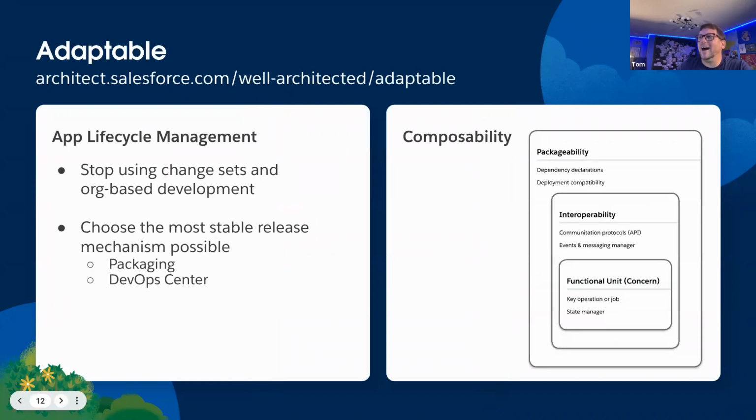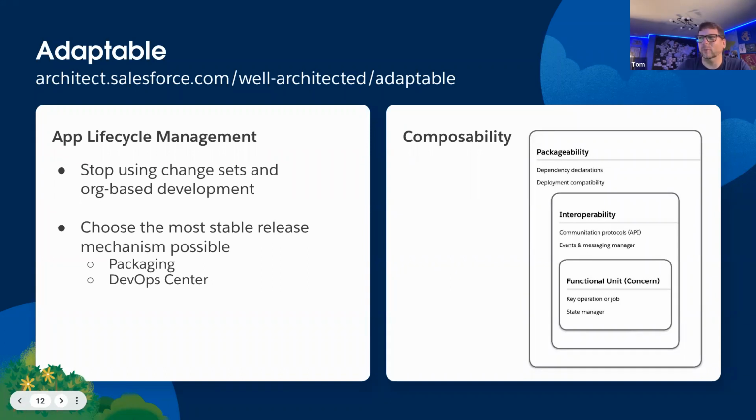So, and then adaptable. So app life cycle management, the first bullet point there is another one: just stop using change sets and org-based development. We have some tools now that are available. DevOps Center, which I think is still in beta, but it's an open beta, so I think anybody can use it. And then packaging, obviously, if you can use things like unlocked packages. I know that's going to depend on the maturity of your organization itself, and if your IT teams are actually ready to use something that's that advanced. But still, DevOps Center is better than change sets.